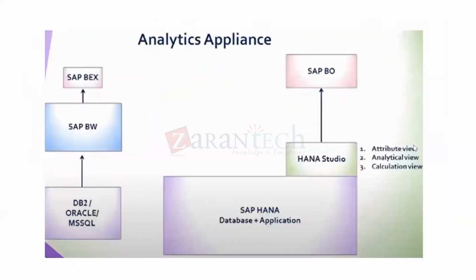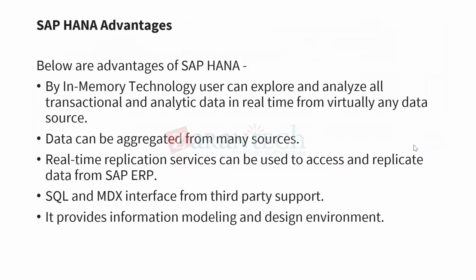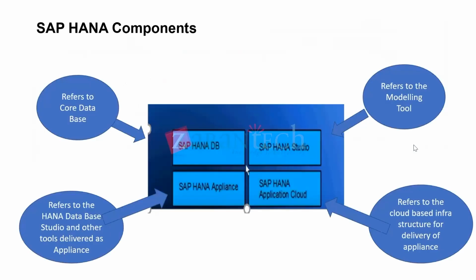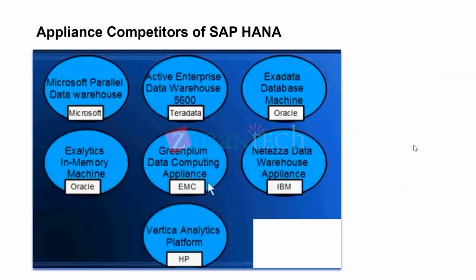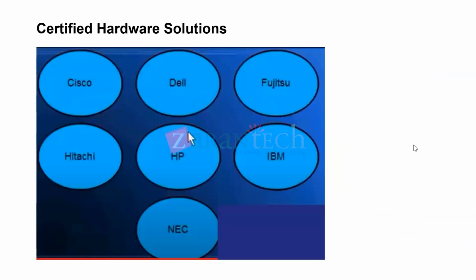These are the applications we used to use before. Now this is HANA. Why choose HANA? These are the reasons: real-time, speed, cost, cloud-based, and so on. Summary: SAP HANA is an in-memory database. HANA components. We will now jump into SAP HANA Studio, create one object, and then call it a day today. History of HANA, appliances, in-memory computing, certified hardware solutions. These are the different vendors who also sell a complete HANA appliance.